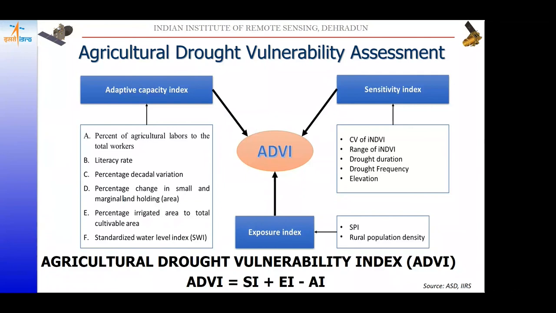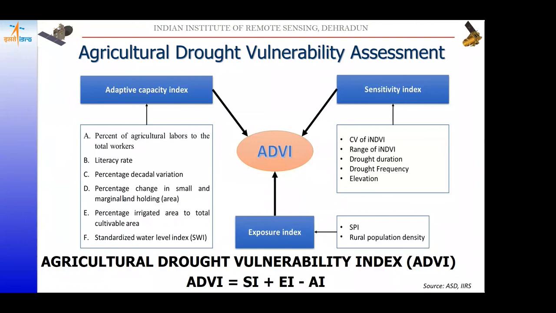Then percentage of irrigated area to total cultivable area. Then standardized water level index, how much the water table is depleted, and if it is depleted, how much it is depleted. So all these data sets we incorporated in the adaptive capacity index. And we ultimately compute the ADVI, Agricultural Drought Vulnerability Index, which is the sensitivity index plus exposure index minus adaptive capacity index.